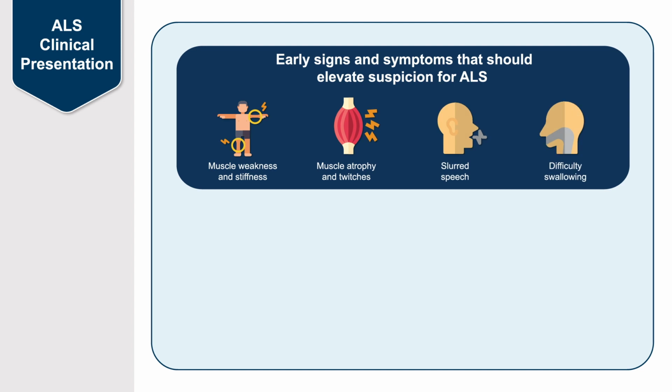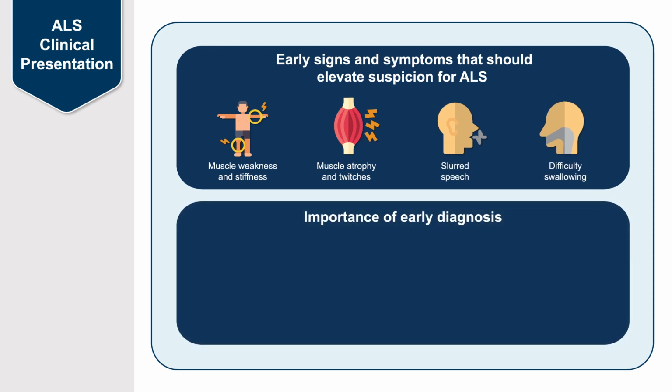ALS can present in a variety of ways. Early signs and symptoms that should elevate the suspicion for ALS include muscle weakness and stiffness, muscle atrophy, muscle twitches, often called muscle fasciculations, slurred speech, difficulty chewing and swallowing.